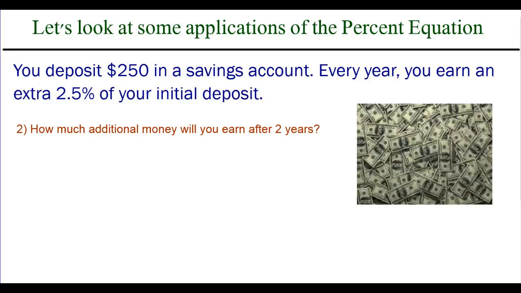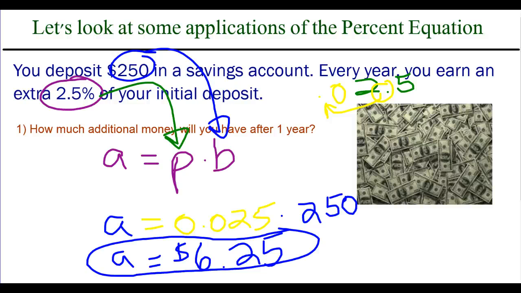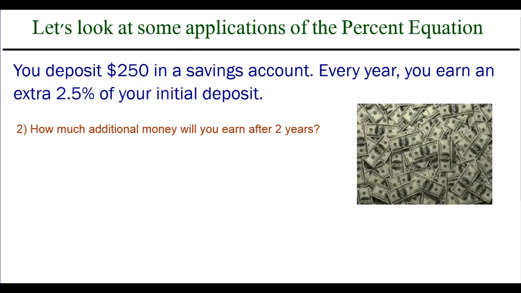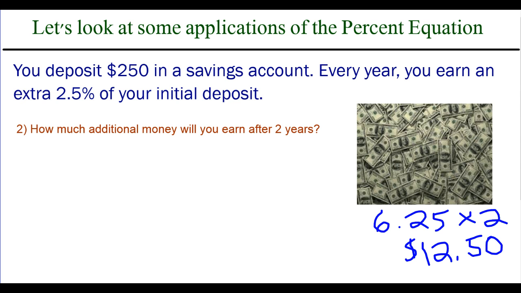So the most direct way is to say, well, in our last problem we said with this idea that you would earn $6.25 in 1 year, so we should, as a matter of checking, say that $6.25 times 2, because $6.25 for each year is $12.50. So after 2 years, we should earn $12.50. It's important here because it says you earn an extra 2.5% of your initial deposit, is that it's still the $250 every time. So that's the quick version of it. You can just take your answer and multiply it by 2. But let's see what we can do with the percent equation there.